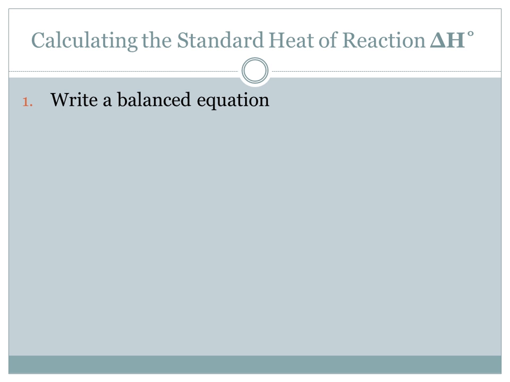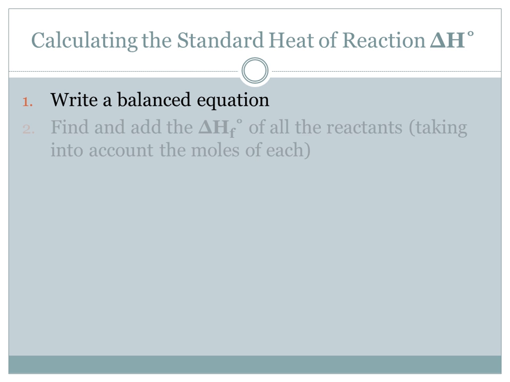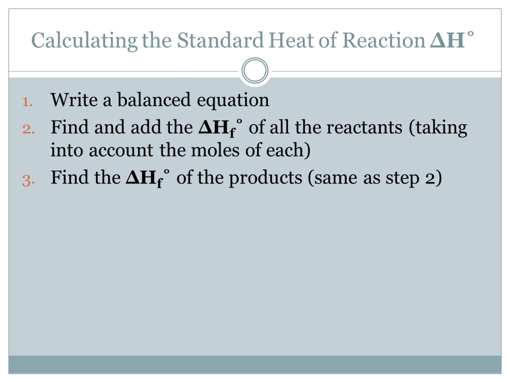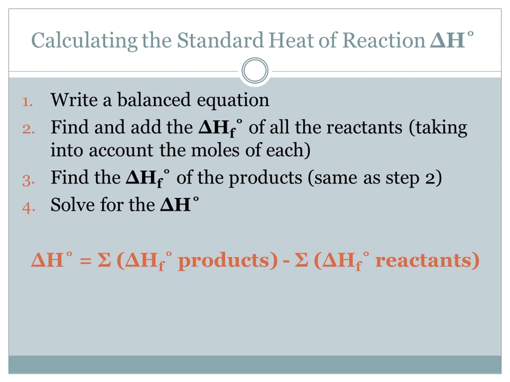So when we calculate the standard heat of reaction, we're going to start off with the balanced chemical equation, because that's what we always start out with. Then we're going to find and add the delta H of formations of all the reactants, taking into account the moles of each. Then we're going to find the delta H of formation of the products, the same as in step 2. And then we're going to solve for the delta H of the reaction, or the standard heat of reaction, by, again, delta H is equal to the sum of delta H f of the products minus the sum of the delta H f of the reactants.